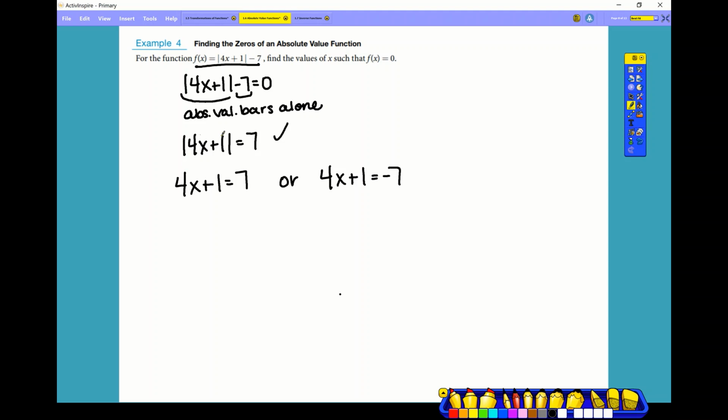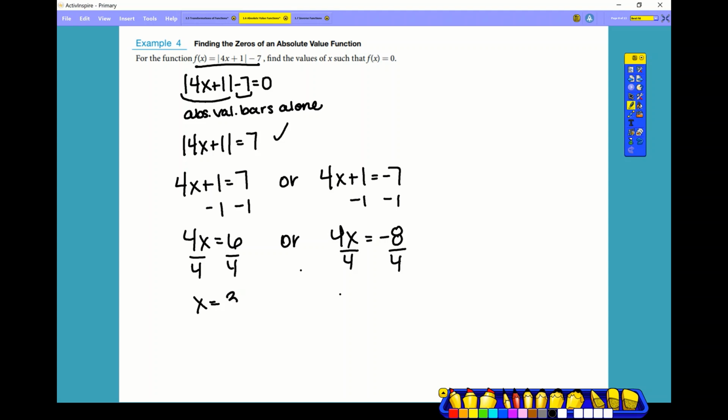And we set it negative because remember, a negative value inside an absolute value function will give us the same answer as a positive value. So we have 4x equals 6, or 4x equals negative 8. And then we have x equals 6 divided by 4, which is 3 divided by 2, or x equals negative 2.